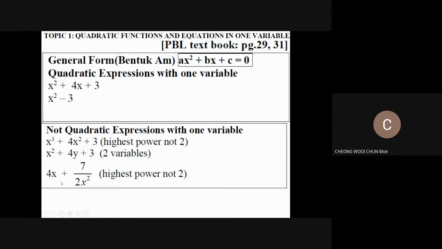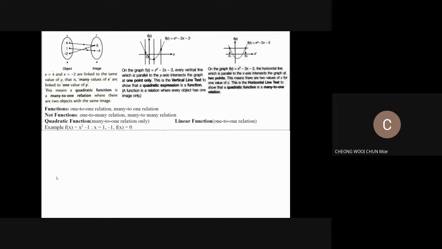This one, this is x power 2. Of course, this is the highest power, but it's at the bottom. So when you change it to the top, it will be x power negative 2. So it's no longer highest power 2. So it's not a quadratic expression at all. If it is x power 1, it is not a quadratic expression, it's a linear expression. This one you need to understand.